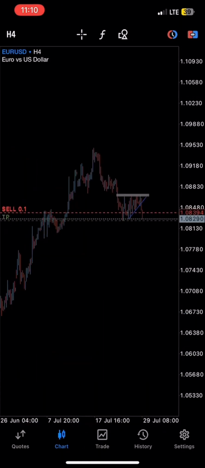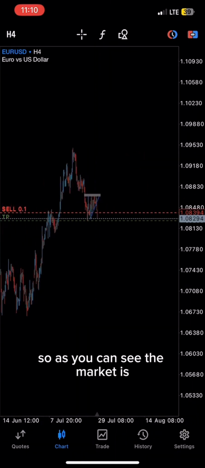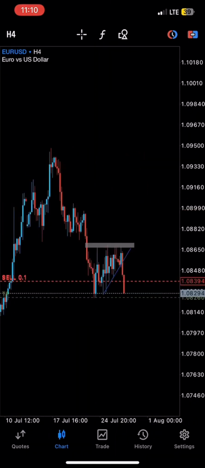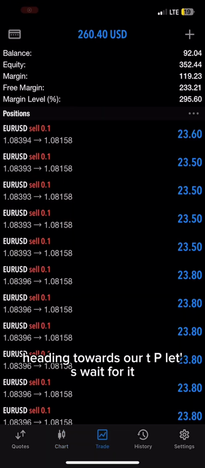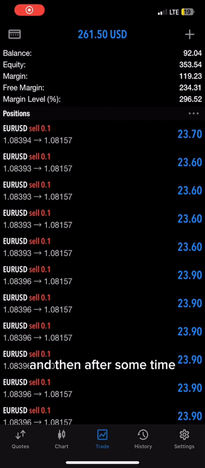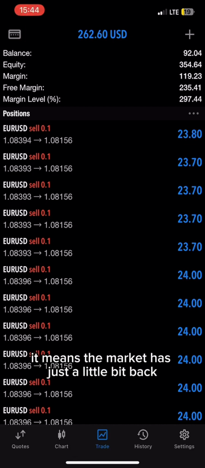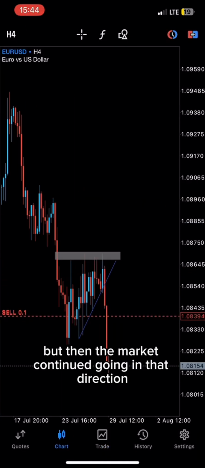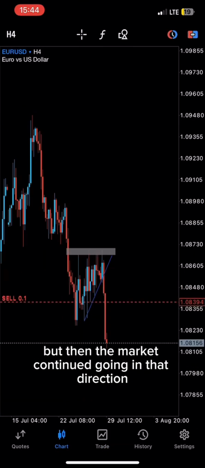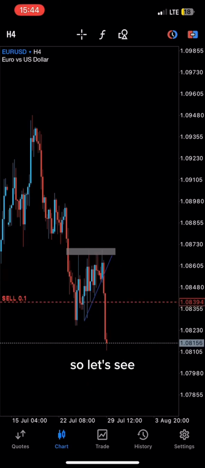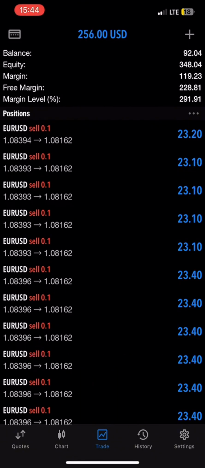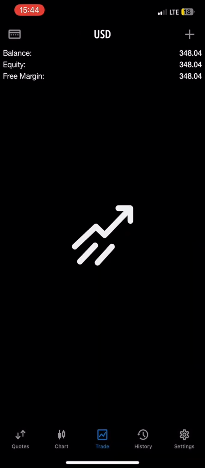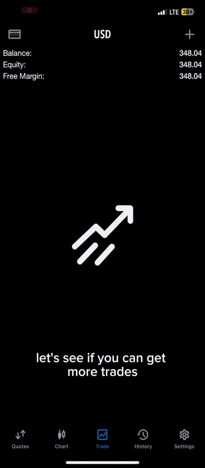As you can see, the market is heading towards our TP. Let's wait for it. After some time, the market retraced a little bit back. We could have blown, but the market continued going in that direction. Now it's actually time to close the market because it has reached our TP. And now we're at $348. Let's see if we can get more trades.